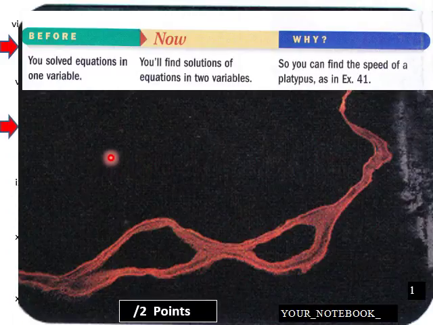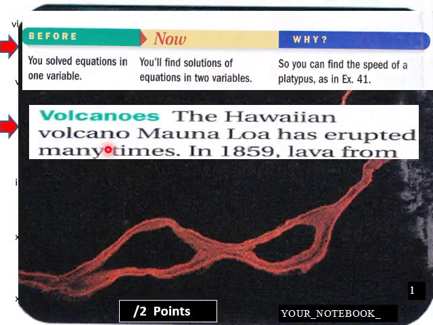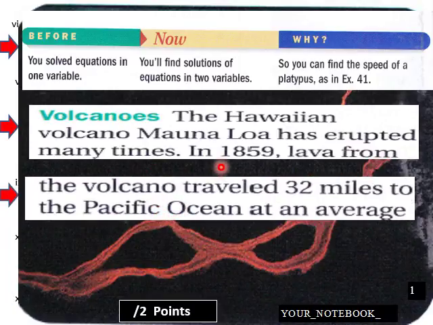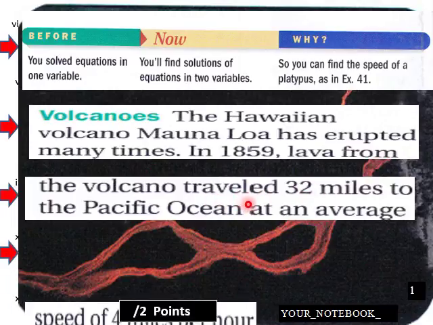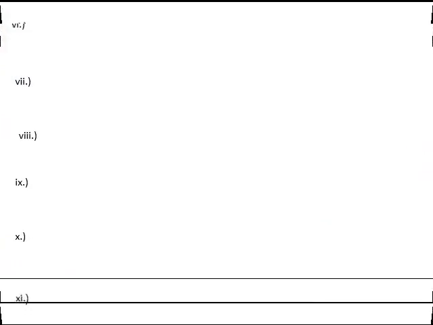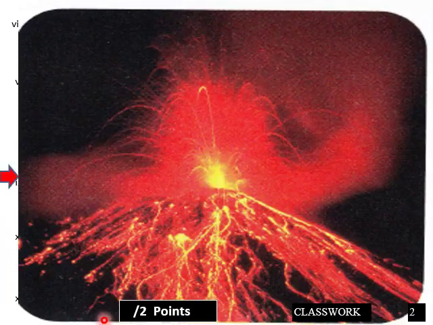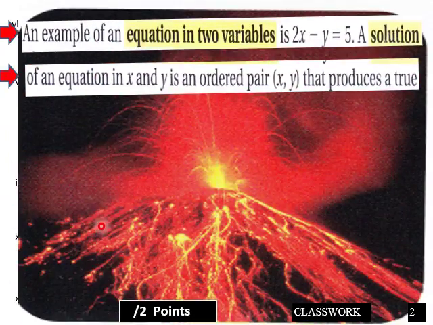Into our lesson. You solved equations in one variable. You'll find solutions of equations in two variables. The Hawaiian volcano Mauna Loa erupted in 1859. It traveled 32 miles to the Pacific Ocean at an average speed per hour. Say, well, so what? Well, okay. An example of an equation. This is your classwork sheet, page 2. An example of an equation in two variables is 2x minus y equals 5.